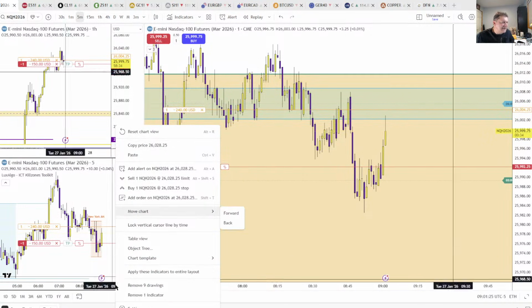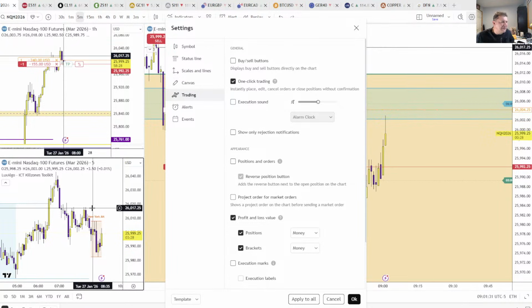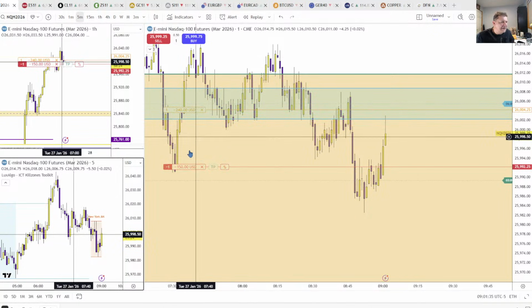Let's get rid of these freaking buttons. I hate it when they pop up in there. Oh no, I want to see that position gone on that one. There we go. Leave the position in here.